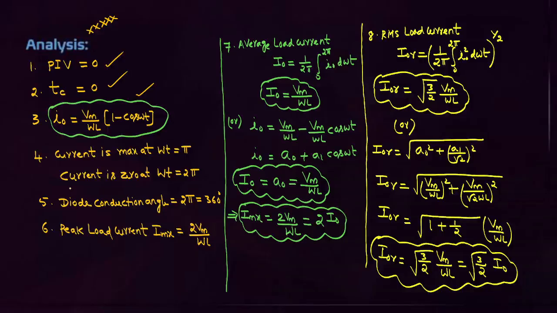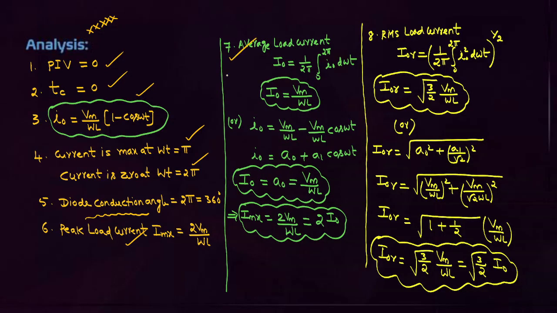This is the instantaneous output current. The current is maximum at pi, and the current is 0 at 2 pi. Diode conduction angle, this is important. For purely inductive load, how much angle will the diode conduct? 360 degrees. Then what is the peak load current expression? I max equal to Vm by omega L.